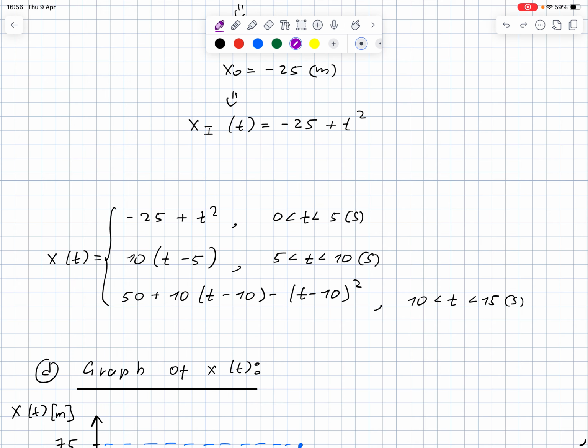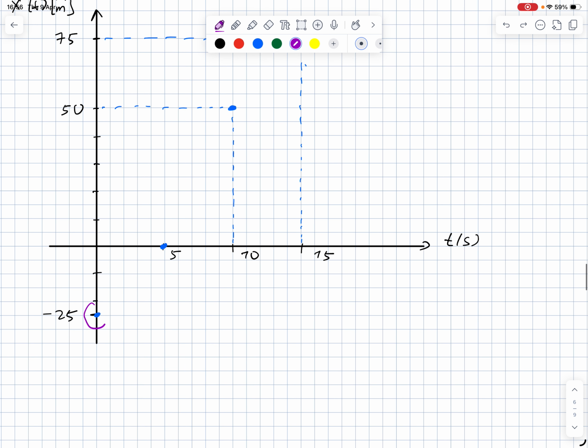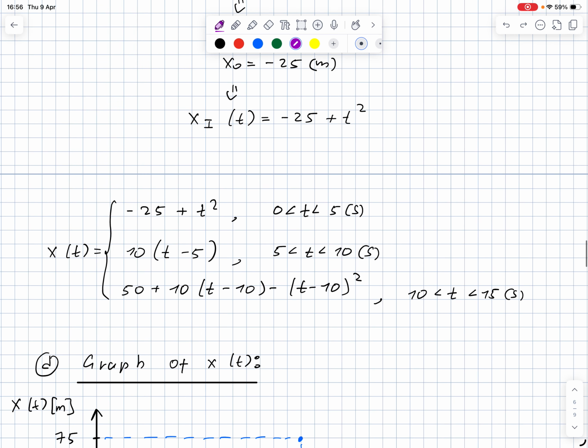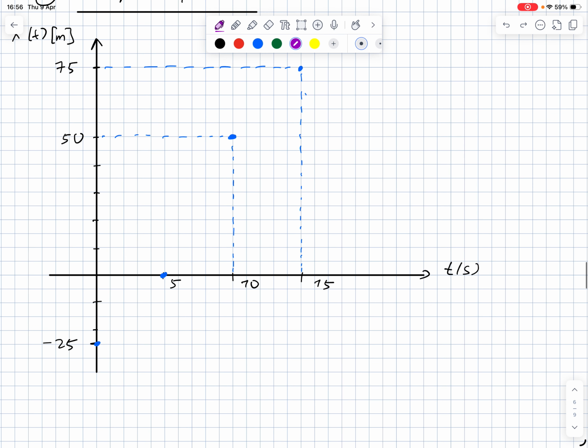Part D, we need to draw this function of x of t. Okay, when we substitute t by 0, we get the initial position of this object, which is actually minus 25, somewhere here. This is the point, this is the initial position. When t equals 5 seconds, we can use this expression. Okay, 5 minus 5 is actually 0, so it's 0 meters, which is this coordinate.